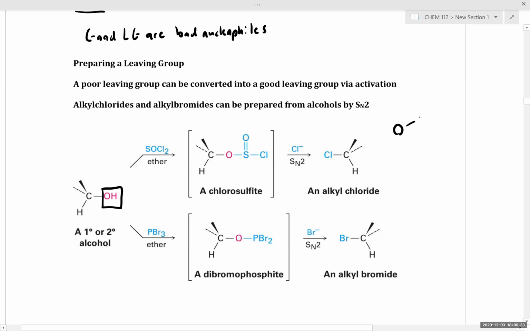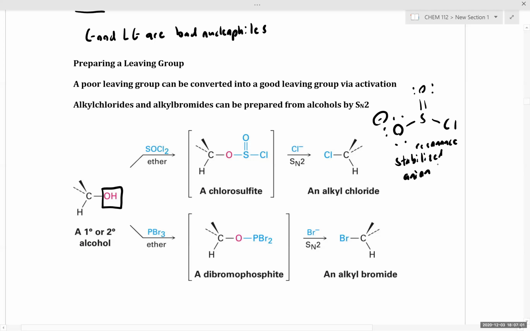So would anyone like to comment, why is this functionality, why is this motif a better leaving group? What's the main feature of this motif? Resonance? Yep, exactly right. We have a stabilized, and more specifically, a resonance stabilized anion. Exactly right.